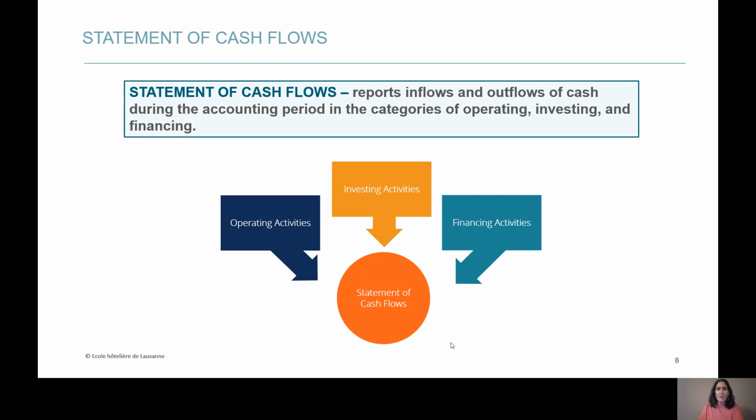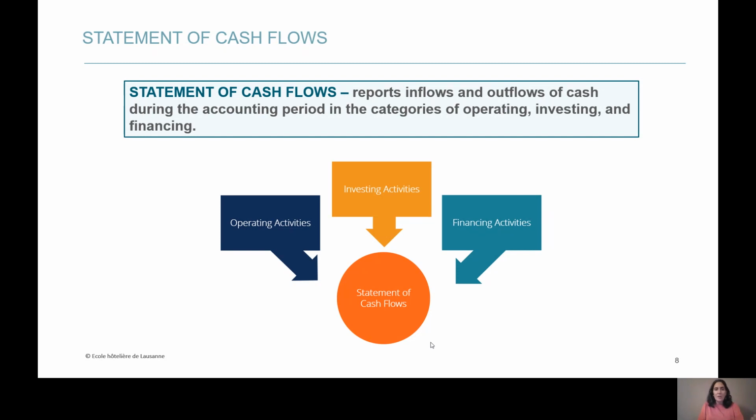In this video, I'm going to explain a little bit more about the cash flow statement. The cash flow statement is a statement that reports the cash flows, the cash inflows, and the cash outflows. The inflows is when you receive money. So we're only focusing on cash in this financial statement. So when you receive money, it's called an inflow.